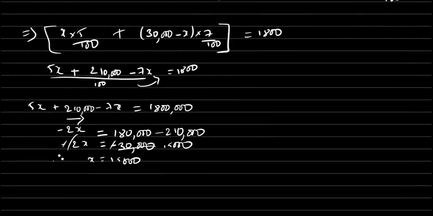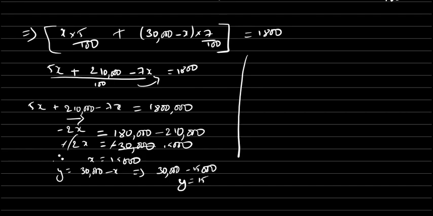I will show you people. x is 15,000, y equal to 30,000 minus x. It is 30,000 minus 15,000. y is also 15,000. Here you can see in the first bond we have taken 15,000 into 5% and 15,000 into 7%.